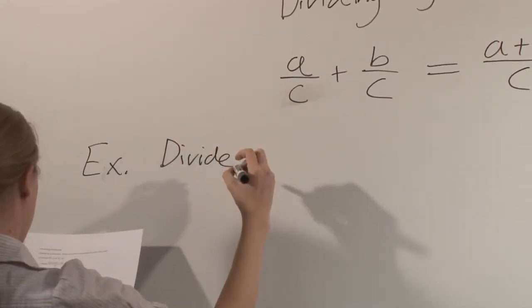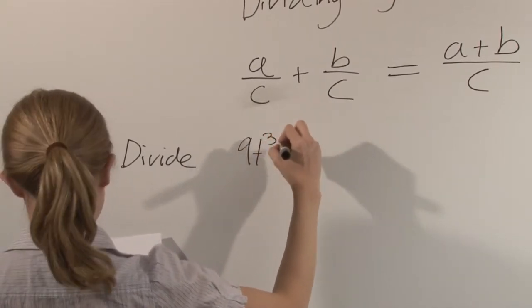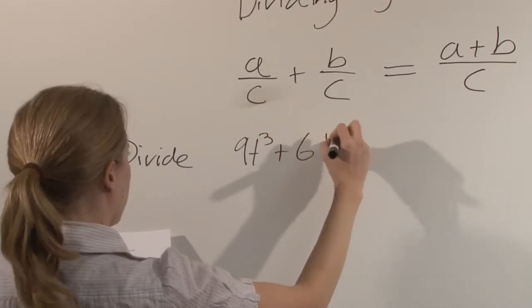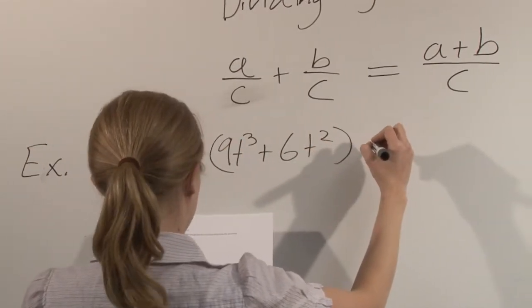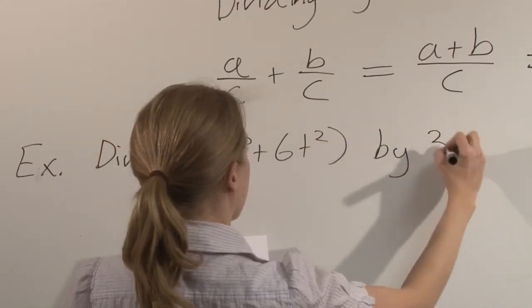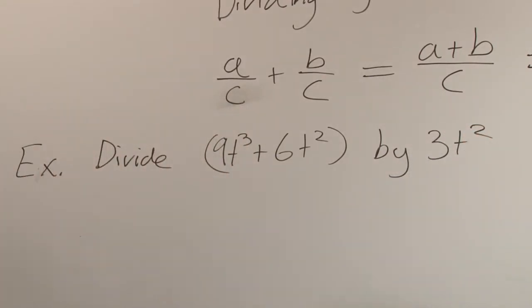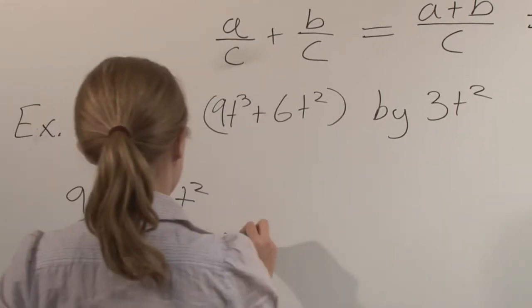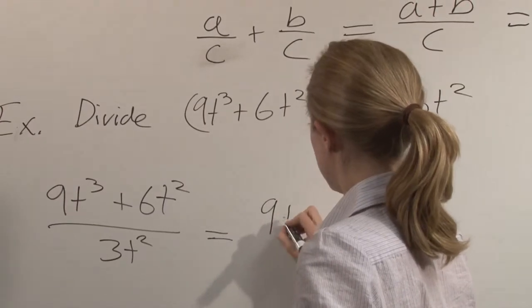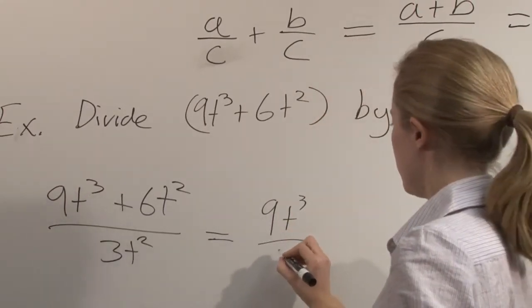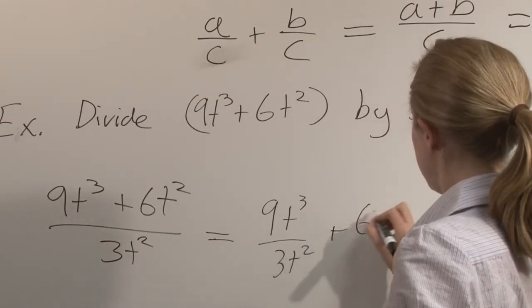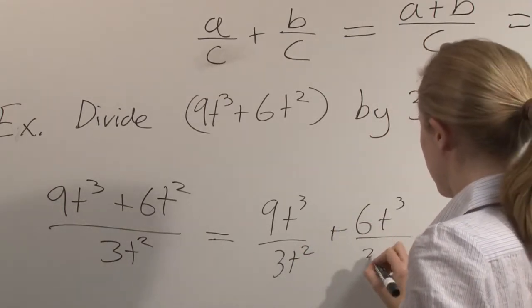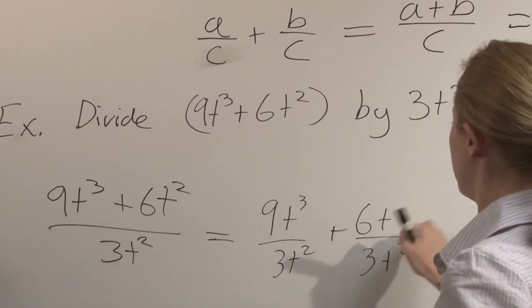So I'm going to divide 9t cubed plus 6t squared by 3t squared. So the first thing you want to do when you're dividing in algebra is always write it as a fraction. And now I'm going to break this up into two fractions added together. So I have 9t cubed over 3t squared plus 6t squared over 3t squared. That should be a squared as well.